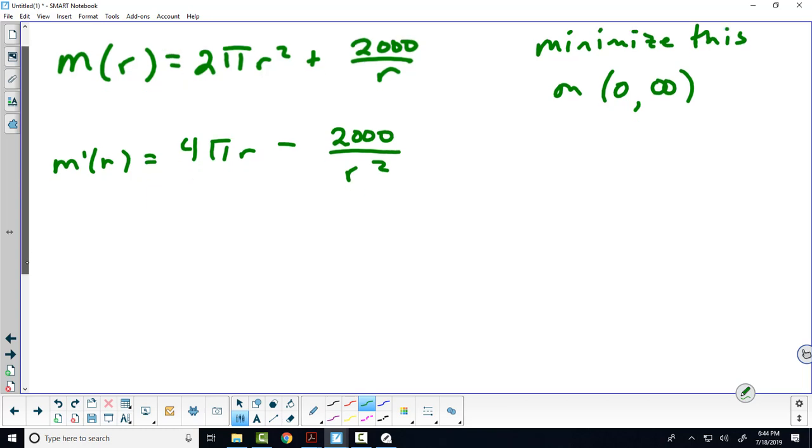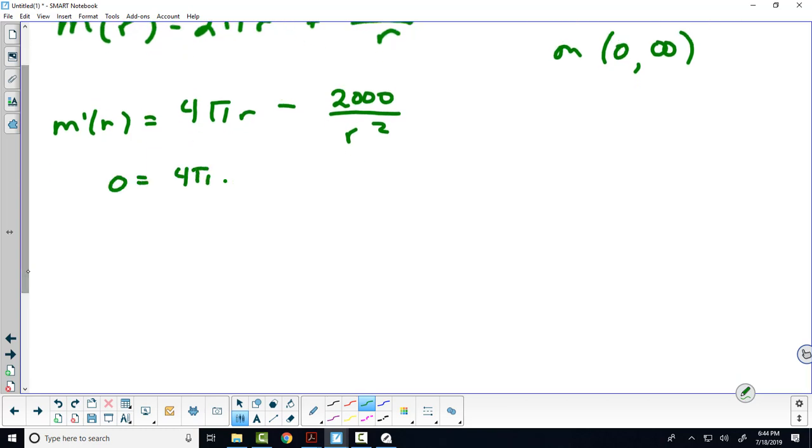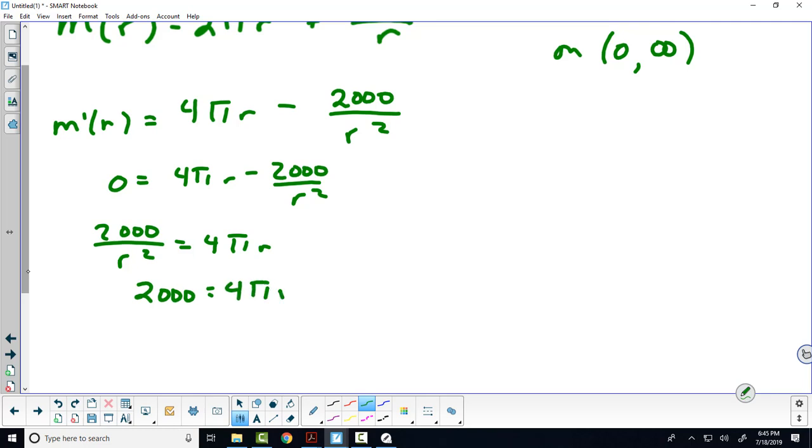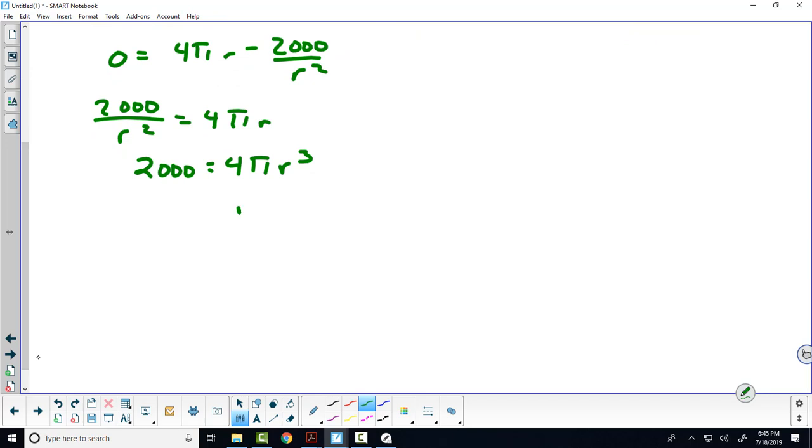Okay, so I set this equal to 0. Let's take the 2,000 over r squared over to the other side. So we get 2,000 over r squared equals 4 pi r. Doggone it, an equation with fractions. Let's get rid of the fractions. We're powerful mathematicians. How do we get rid of fractions? By multiplying by the LCD. So multiply both sides by r squared. We get 2,000 equals 4 pi r cubed. We can do that because r can't ever actually be 0. Divide both sides by 4 pi, we get that r cubed is equal to 500 over pi.